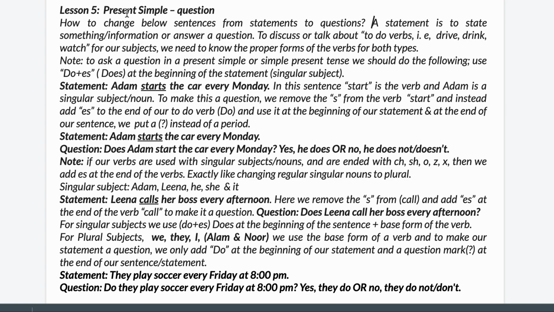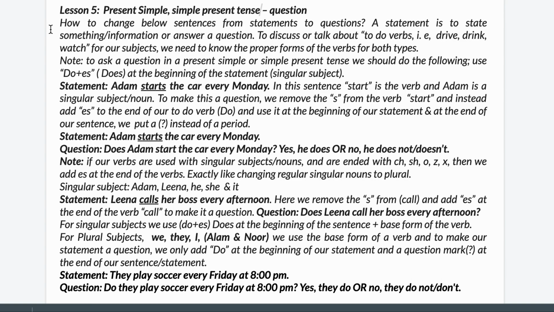So lesson 5, present simple or simple present. Okay. So how to change below sentences from statements to questions. So I wrote this down so you can read it and think about it. Imagine if you have a white board and you have all these notes written for you guys. All you have to do is look at them, explain anything that you don't know, explain it to yourself, learn the meaning, know the meaning, and then analyze it. What is the purpose of this statement?